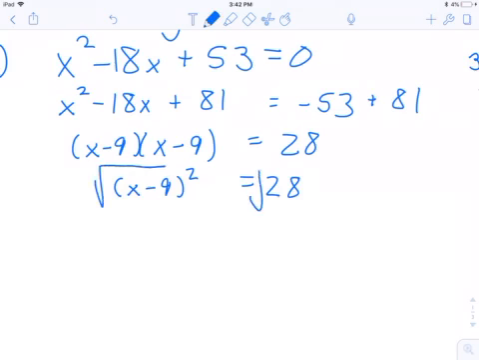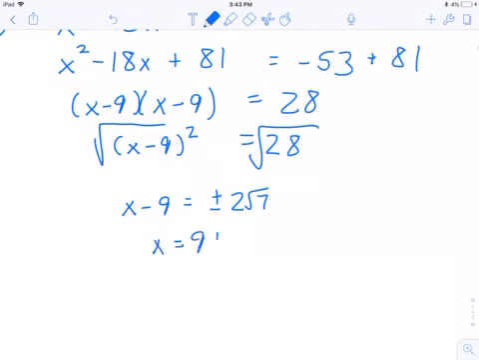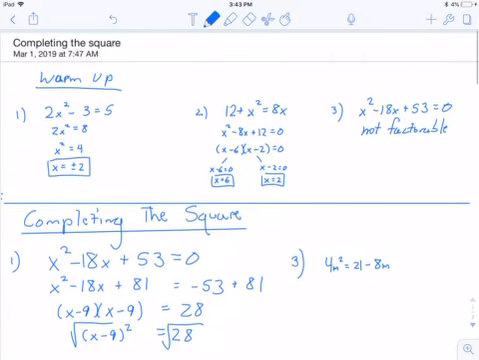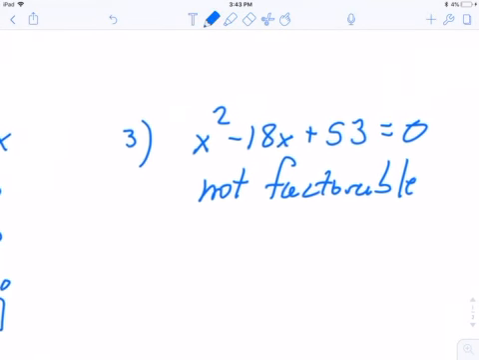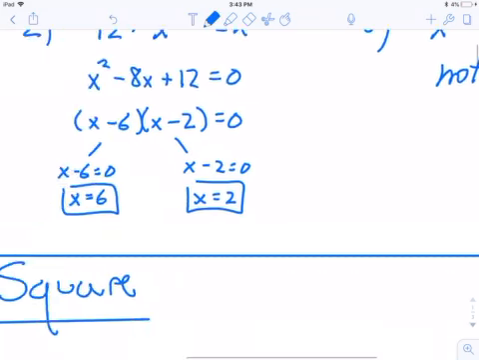If I take the square root of both sides, I get x minus 9 equals plus or minus, square root of 28 is 2 root 7. And if I add 9, I get x equals 9 plus or minus 2 root 7. So those are my 2 answers, 9 plus 2 root 7 and 9 minus 2 root 7. If you put these into your calculator, you can see what they are in their decimal form. So while this equation was not factorable, notice that we can solve it by completing the square.